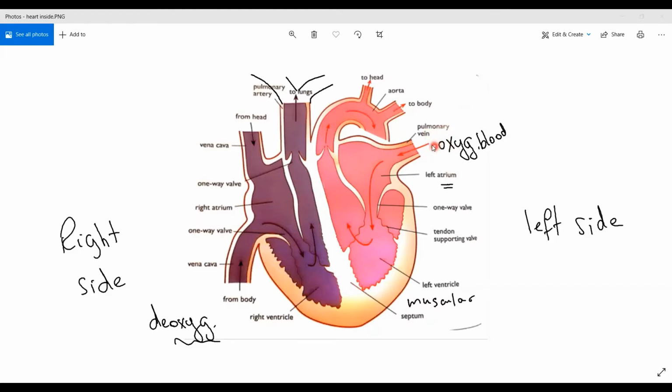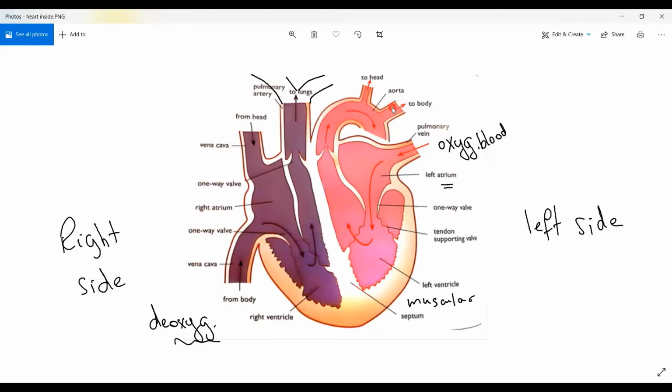Oxygenated blood, of course, is going to enter the left atrium. Then this valve will open. Blood is going to move from the left atrium to the left ventricle. This left ventricle is going to contract, the muscle is going to push the blood with a very high force through this great artery, which is called the aorta.